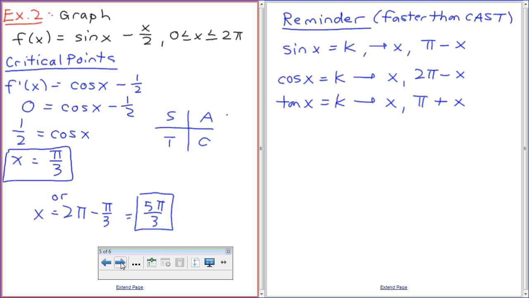Can you explain that? What I just did here was I basically proved CAST in a quicker way. So if you have your first angle in the first quadrant, where's your second angle going to be? If you're in All, where's the next angle going to be? Well, in S, right?